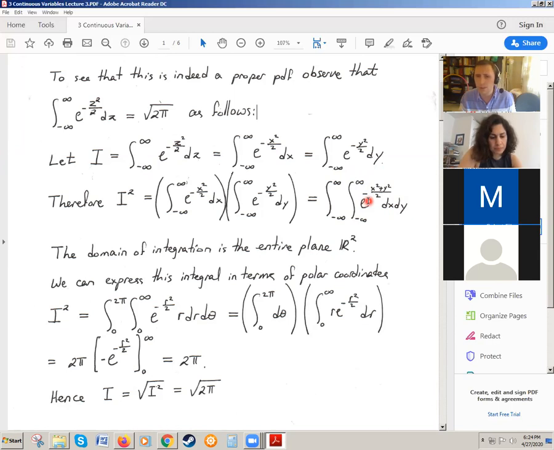So what you do is you try to describe the same integral using polar coordinates. Why do you think of polar coordinates? You have x squared plus y squared. If you replace that by r squared, you have your polar coordinates.